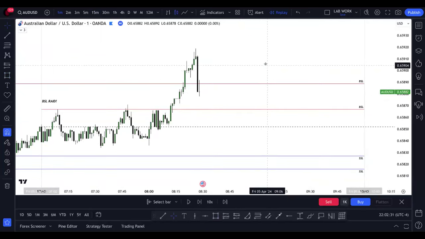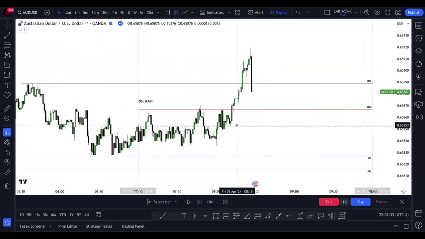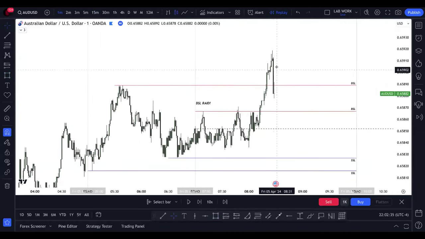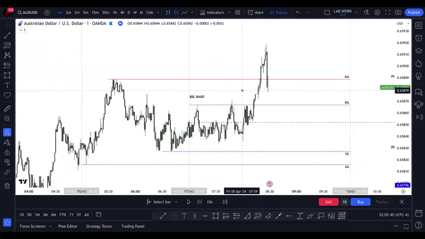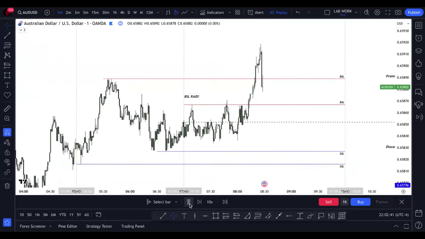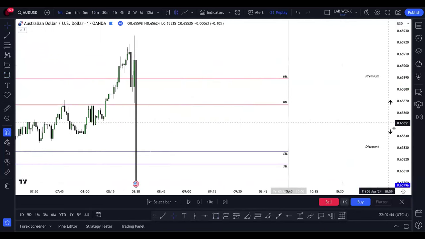We're looking for a swing high. All right, we got the swing highs broken. Buy side liquidity raid. I was just telling you guys, watch it in silence. People can't watch it in silence. And there we go. Look how quick that happens.